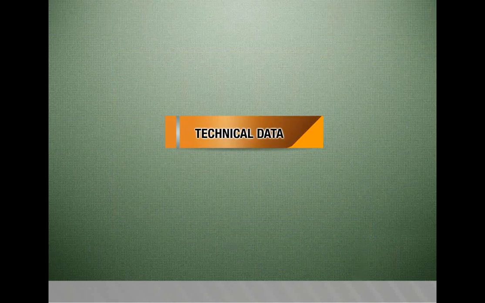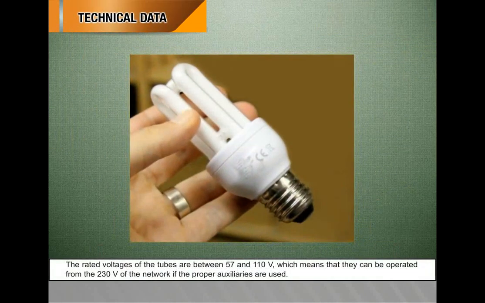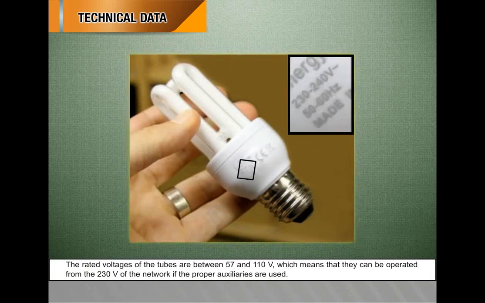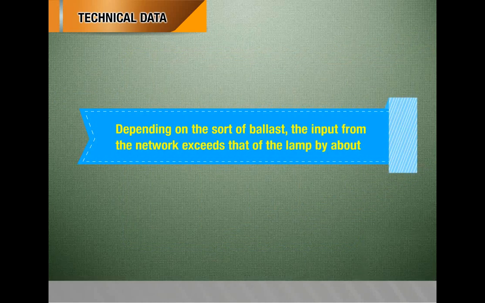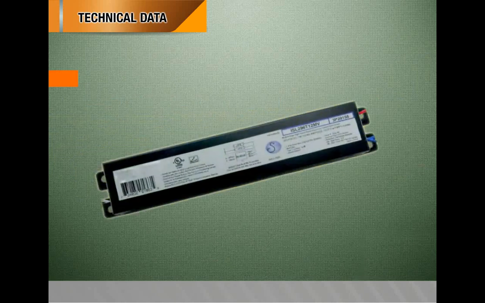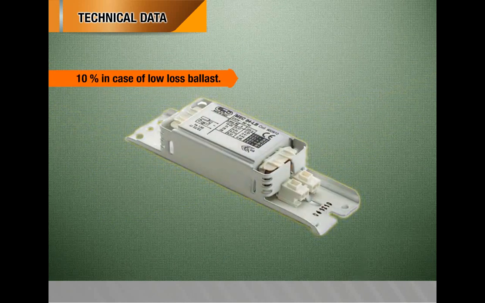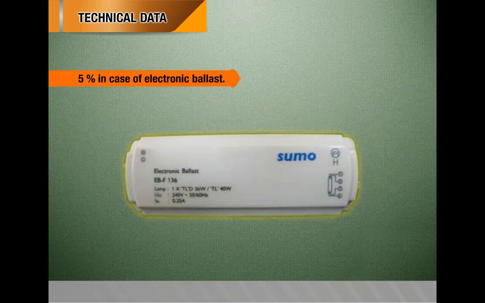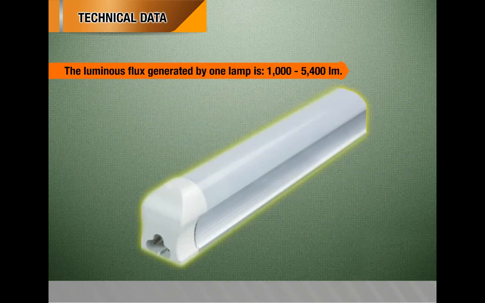Technical data. The rated voltages of the tubes are between 57 and 110 volts, which means that they can be operated from the 230 volts of the network if the proper auxiliaries are used. Depending on the sort of the ballast, the input from the network exceeds that of the lamp by about 20% in case of normal ballast, 10% in case of low loss ballast, 5% in case of electronic ballast. The luminous flux generated by one lamp is 1000 to 5400 lumens.